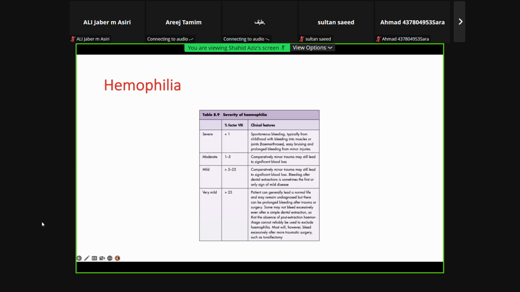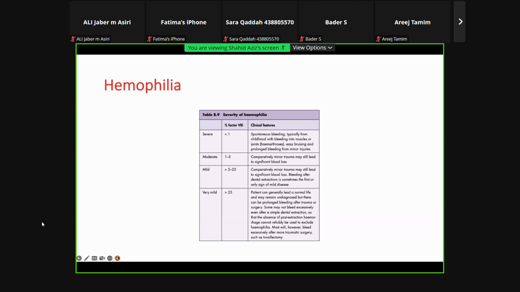Okay. So first, I'll be talking about an important bleeding disorder known as hemophilia. It is an inherited bleeding disorder. It is an X-linked disorder. That means the disorder affects the males and the females are carriers. It is due to the deficiency of blood clotting factor 8, which is called hemophilia A. Similarly, if there is deficiency of clotting factor 9, we call it hemophilia B. And if there is deficiency of clotting factor 11, that is called hemophilia C. But hemophilia C is autosomal recessive in inheritance, whereas hemophilia A and hemophilia B are X-linked recessive in inheritance.